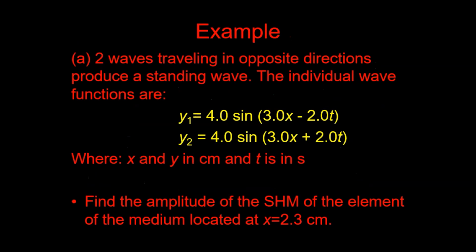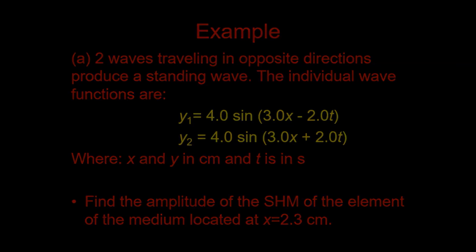So let's take another look at two waves interacting. In this case, two waves are traveling in opposite directions and producing a standing wave. We've got two wave functions, y equals 4 sine (3x minus 2t) and y equals 4 sine (3x plus 2t). x and y are in centimeters again, and t is in seconds. Find the amplitude of the simple harmonic motion of the element of the medium located at x equals 2.3 centimeters.